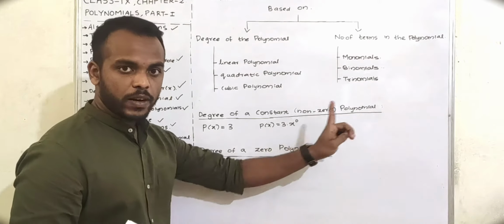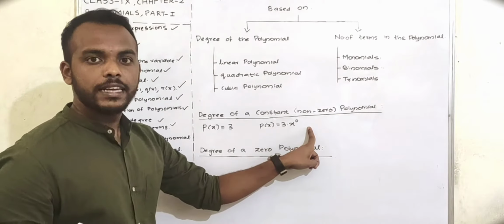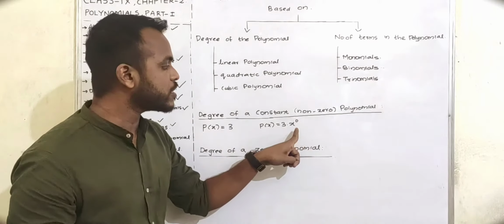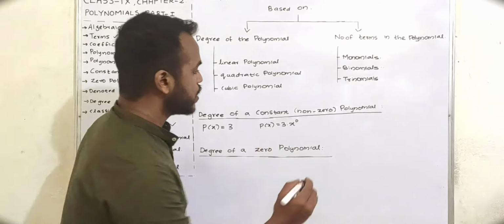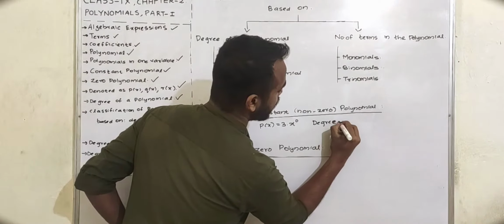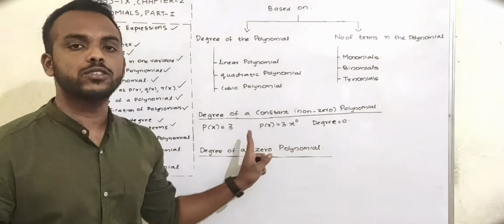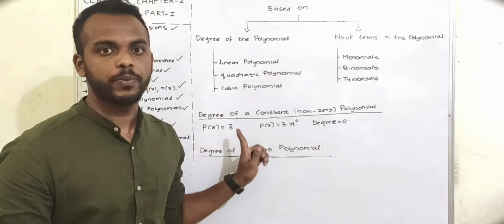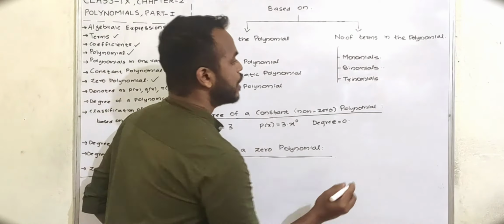So what can we infer? What's the degree of this polynomial? Yes, the power of the variable. That's all. What's the power of x here? 0. So the degree will be 0.